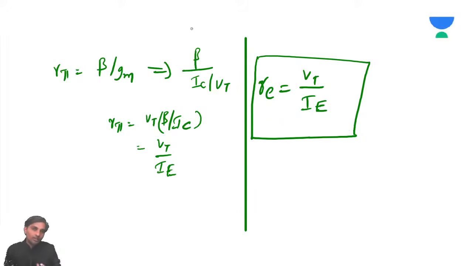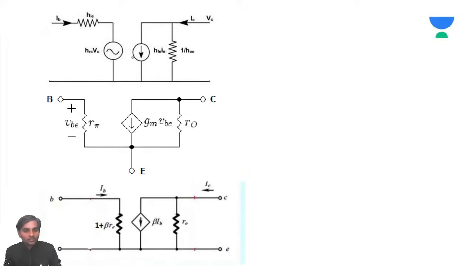So if you want to compare all the three, you can simply compare them. Now you can see here, I'm just trying to compare all the three. This is the H parameter model. And this is what, sir? This is the R pi model. And this is the RE model.